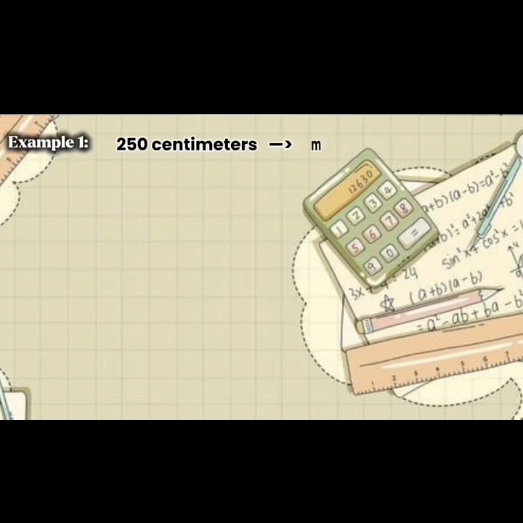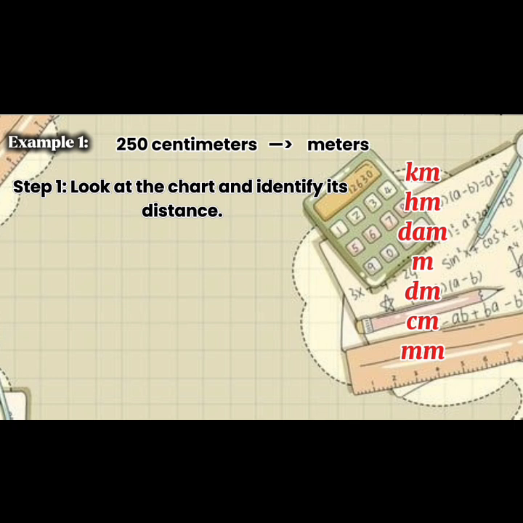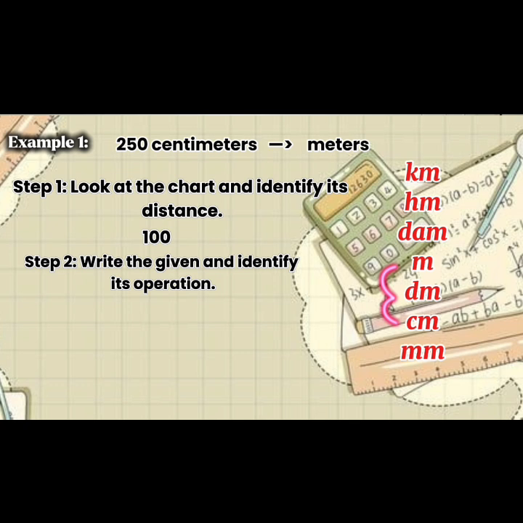Convert 250 centimeters to meters. The first step is to look at the chart of length and find cm. And then from the point of cm, you will count the distance between cm and meter, which is centimeter and meter. Just like this. From cm, 1, 2. And then you will put the number 1 and 2 zeros. So, it's 100.